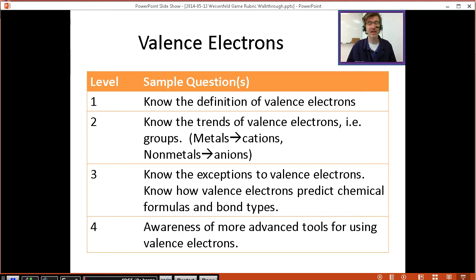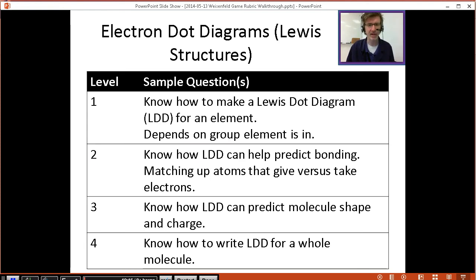That is an exception. And then of course the noble gases don't react, so those are some exceptions. And then knowing more about the transition metal story for valence electrons, that could be a level 4. So these are the levels of material you need to talk about, or ideas you need to talk about, in your game for valence electrons. Line 13.